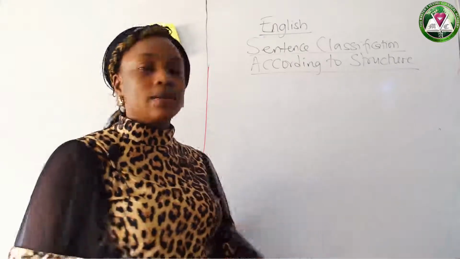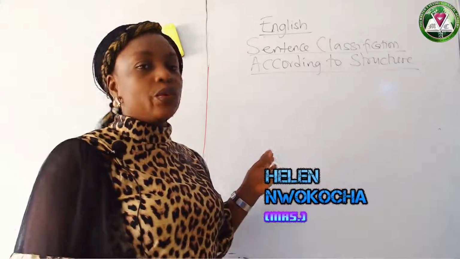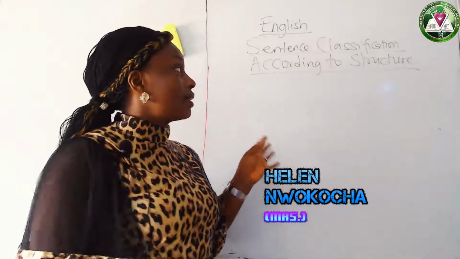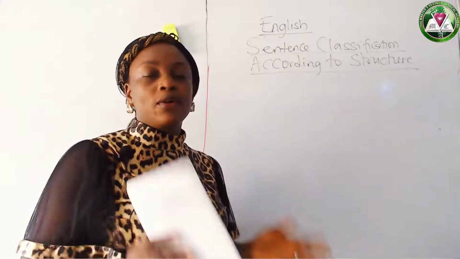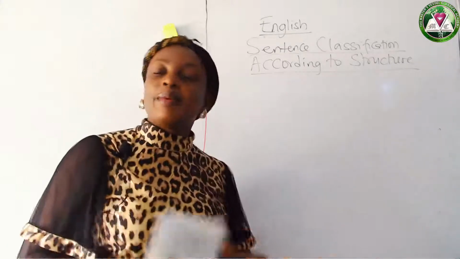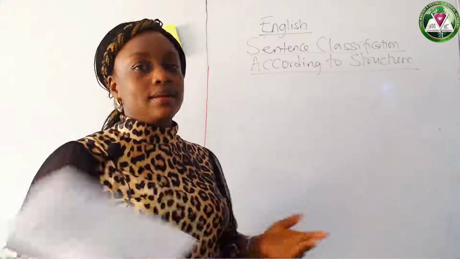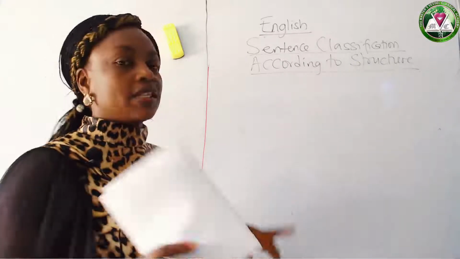It's another beautiful day. And today we'll be discussing sentence classifications according to structure. We have two forms of sentence classification. Before that, remember, it's still Auntie Helen. Okay. We have two forms of sentence classifications.